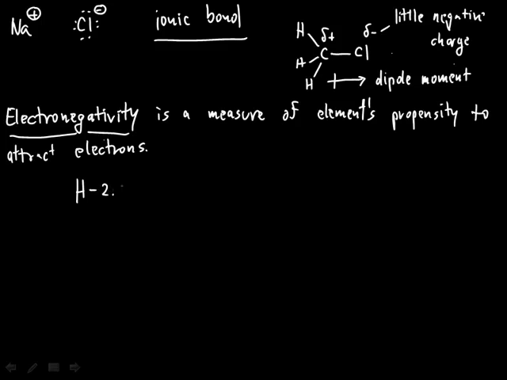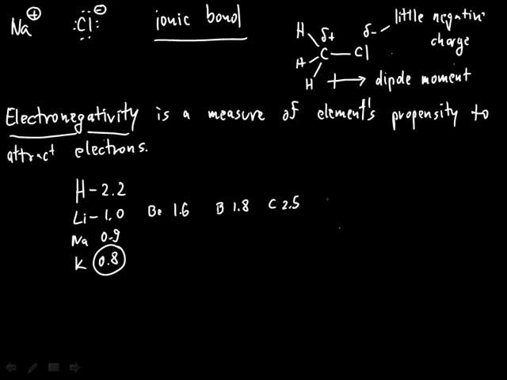Hydrogen has electronegativity 2.2. It is not defined for helium because helium is unreactive. Lithium has 1.0, sodium has 0.9, potassium has 0.8, circle this value. Then beryllium is 1.6, boron 1.8, carbon 2.5, so getting higher. Nitrogen is 3.0, oxygen is 3.5, and fluorine here is 4.0. And you will see, as I finish this table, that this is the highest number in the periodic table.